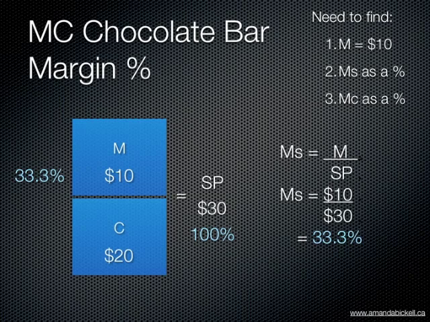The relationship of selling price, markup, and cost holds true whether you're talking about dollars or whether you're talking about percentages. So we can figure out what the percentage is for the cost as well, simply by subtracting the 33.3 from the 100.